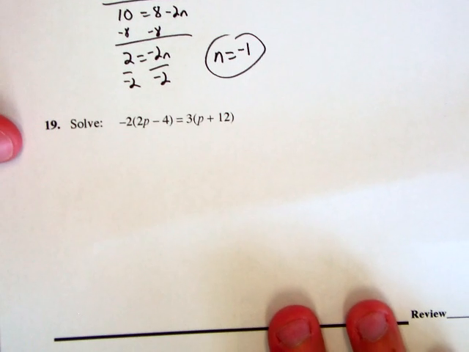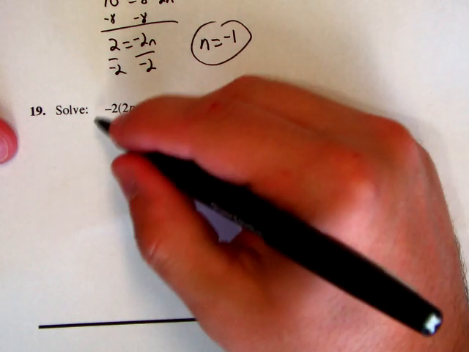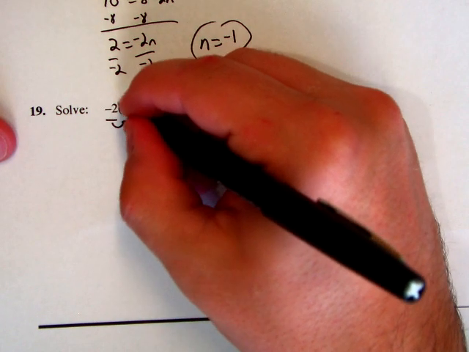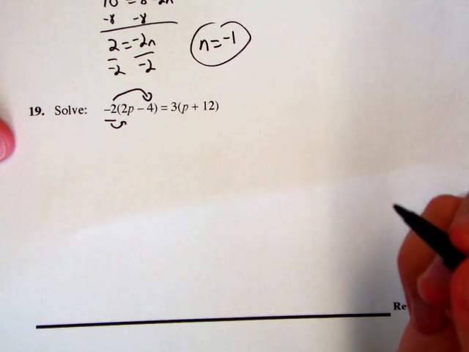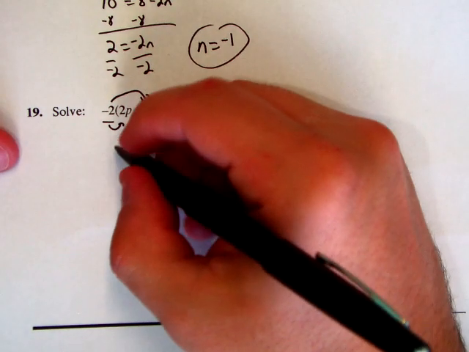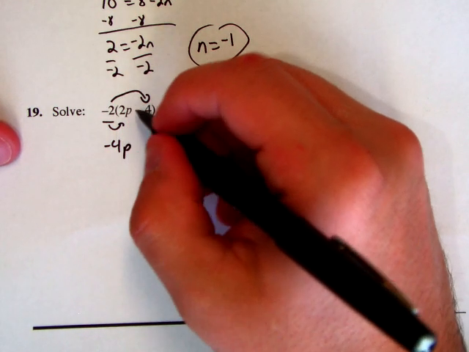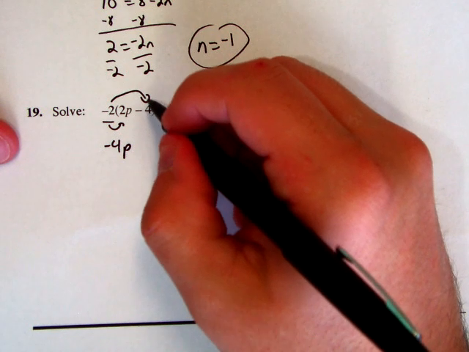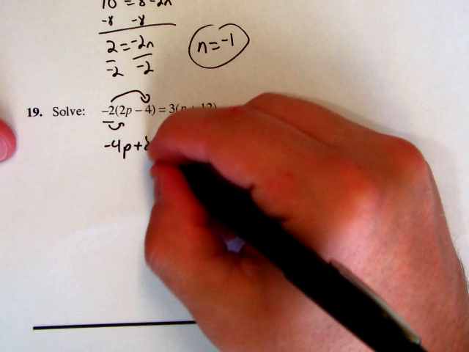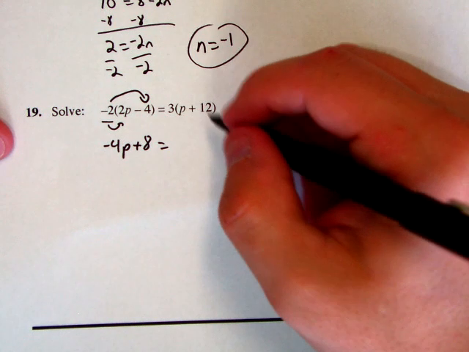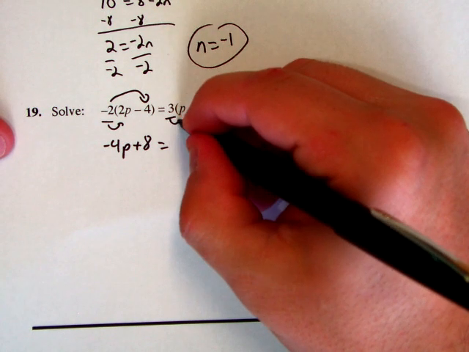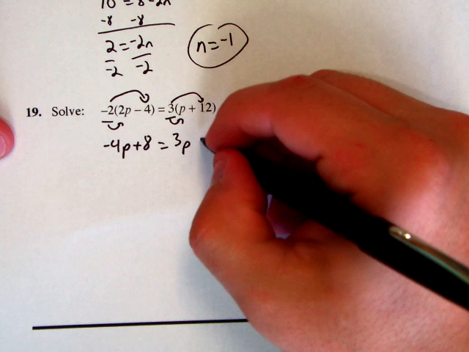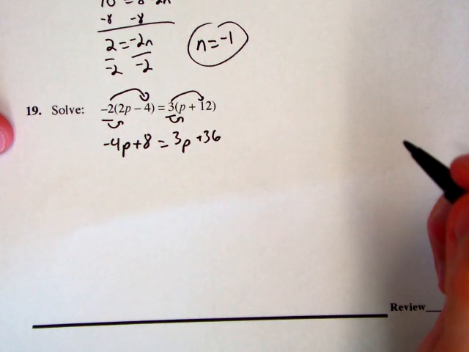And then last question, number 19. I need to evaluate. First of all, I need to get rid of the distributive property. So this -2 gets applied to everything on the inside of the parentheses. So -2 times 2p is -4p. -2 times 4 is -8, but I'm subtracting that -8, so this is really a plus 8. Same thing on this side. The 3 needs to get applied to everything, so 3 times p is 3p, and 3 times 12 is 36.